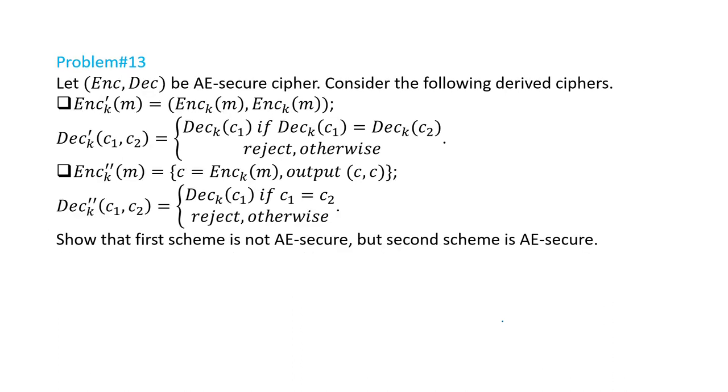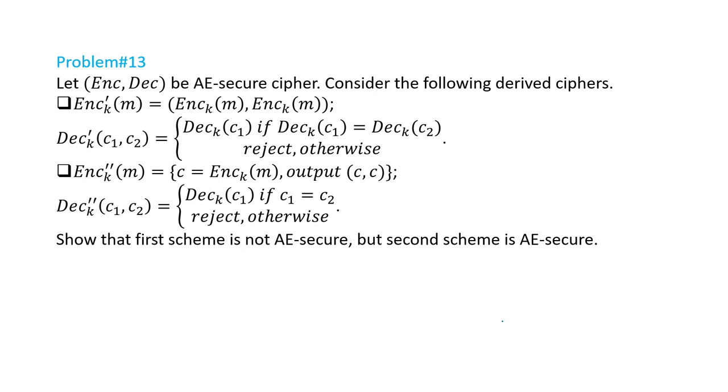And the last question here: let encryption, decryption be an AE secure cipher. Now there are two modified schemes here. The first one does this: encryption dash equals encryption k of m comma encryption k of m, and decryption checks whether decryption of C1 with respect to key k is exactly equal to decryption of C2 with respect to key k. Then only it returns decryption of C1 with respect to key K, otherwise it rejects.